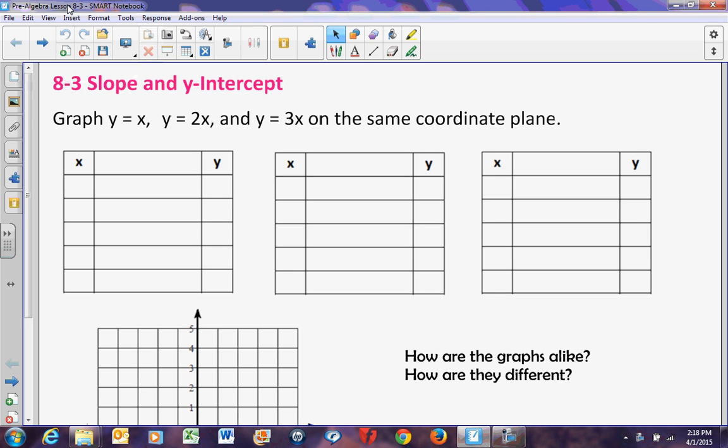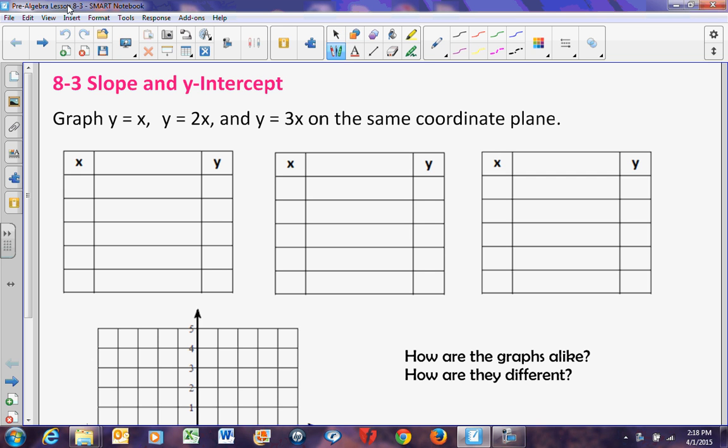This is pre-algebra lesson 8-3, slope and y-intercept. We're going to graph y equals x, y equals 2x, and y equals 3x on the same coordinate plane. And we're going to explore them and see how they are the same and how they are different. So let's graph y equals x.